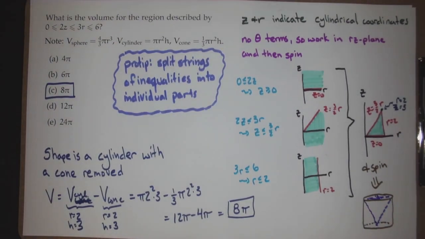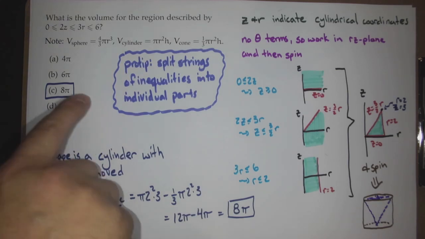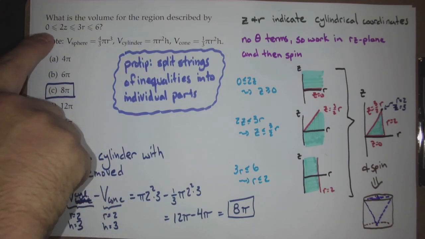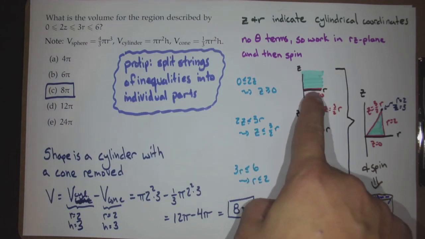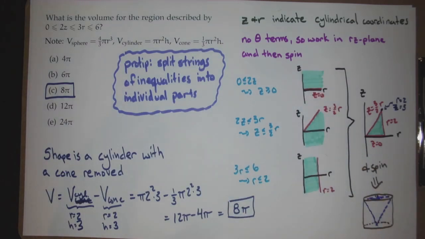Okay. So, how do we do this? Well, you have a string of inequalities. And if you have a string of inequalities, what should you do? You should split them into parts. So you have 0 is less than or equal to 2z. That says z has to be greater than or equal to 0. Oh, by the way, I should point out, we're in cylindrical coordinates. What would have told you cylindrical coordinates? z and r. You say, I recognize those symbols, z and r, that shows up in cylindrical coordinates. So we'd be like, okay, no theta is involved, work in the RZ plane and spin.